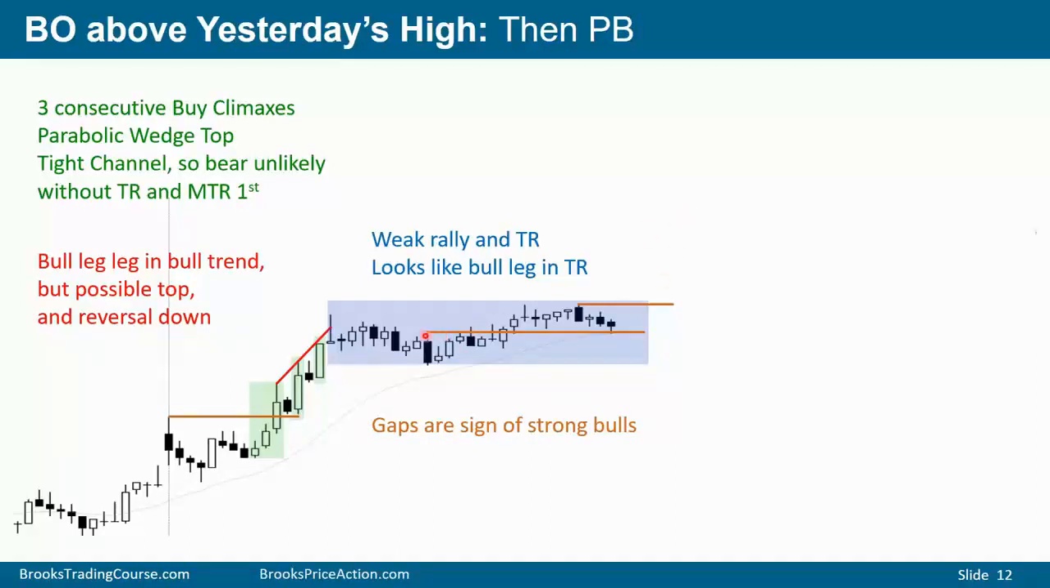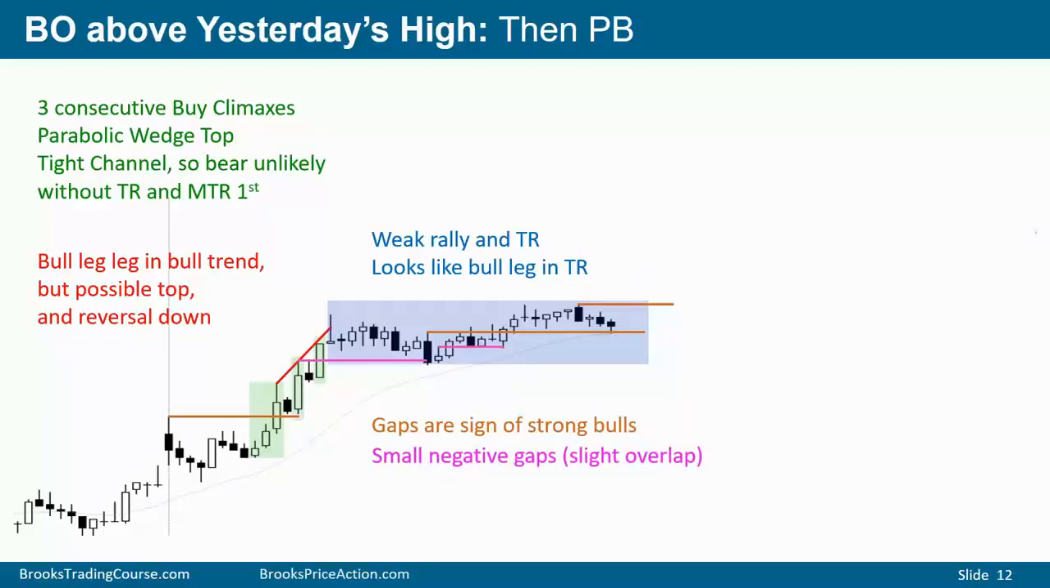Here we got a gap between this high and that low. Does not matter that we went above here. You can say it's a negative gap with this high and that low. In any case, it's a gap. We might soon get trend resumption up.